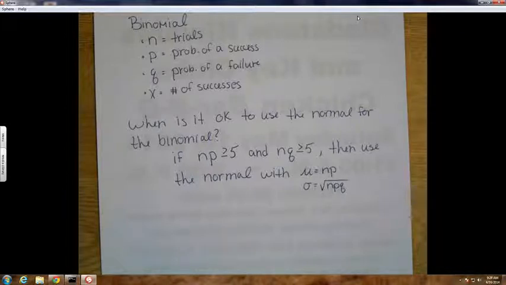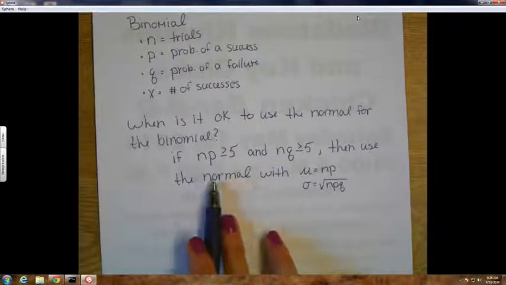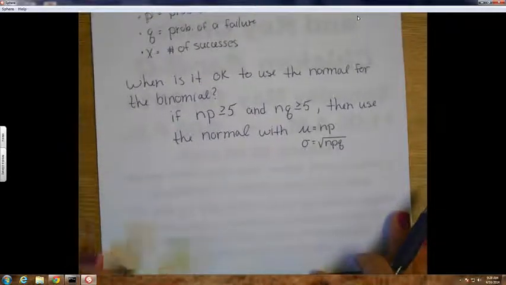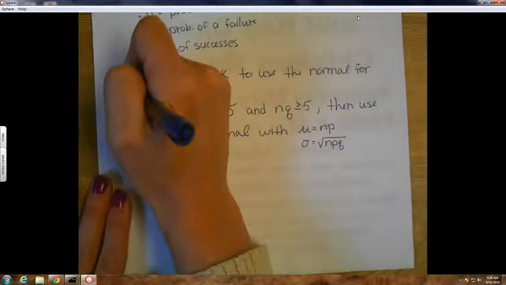So that'll be the first thing we do on a problem is, if they say use the normal to approximate the binomial, we'll go through and see if it's possible. This will be our check. I call this the check. Okay, after that, we'll call that step 1.